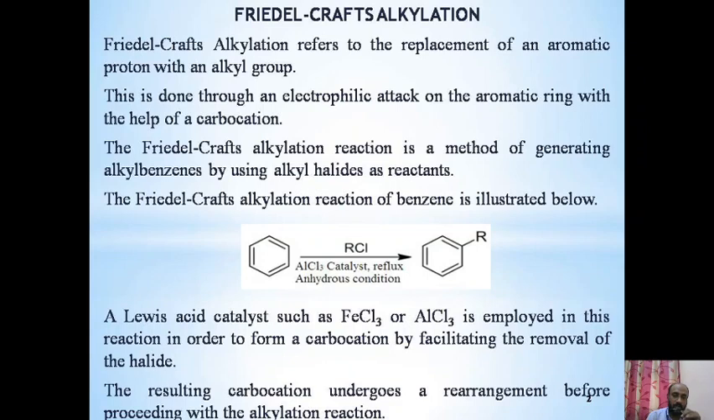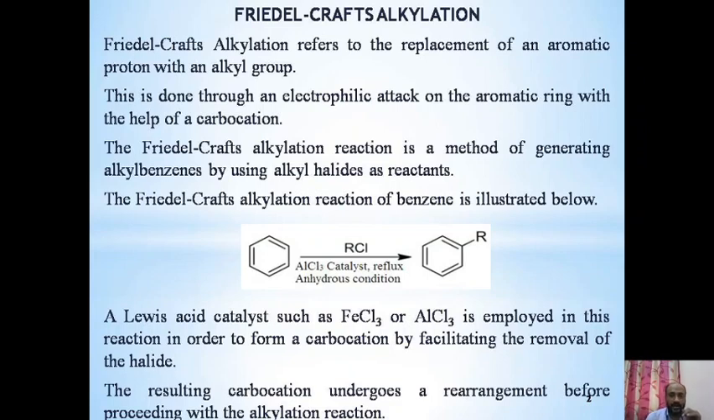For the halide group, you can use chlorine, bromine, or iodine, any one. So methyl iodide, propyl iodide, propyl chloride, methyl chloride, propyl bromide, methyl bromide, or ethyl bromide, any kind of alkyl halide you can use for this reaction. But only in the presence of one strong catalyst, a Lewis acid, that is AlCl3, one hydrogen of the benzene ring will be replaced by the alkyl group, and the byproduct will be HCl.